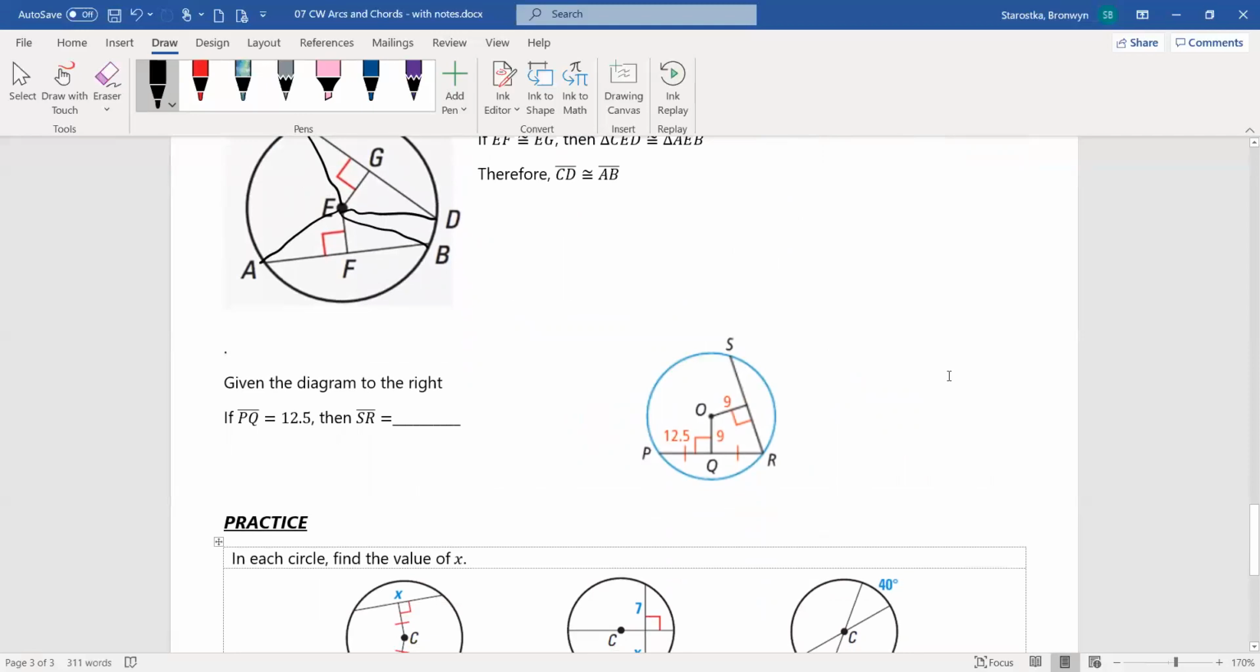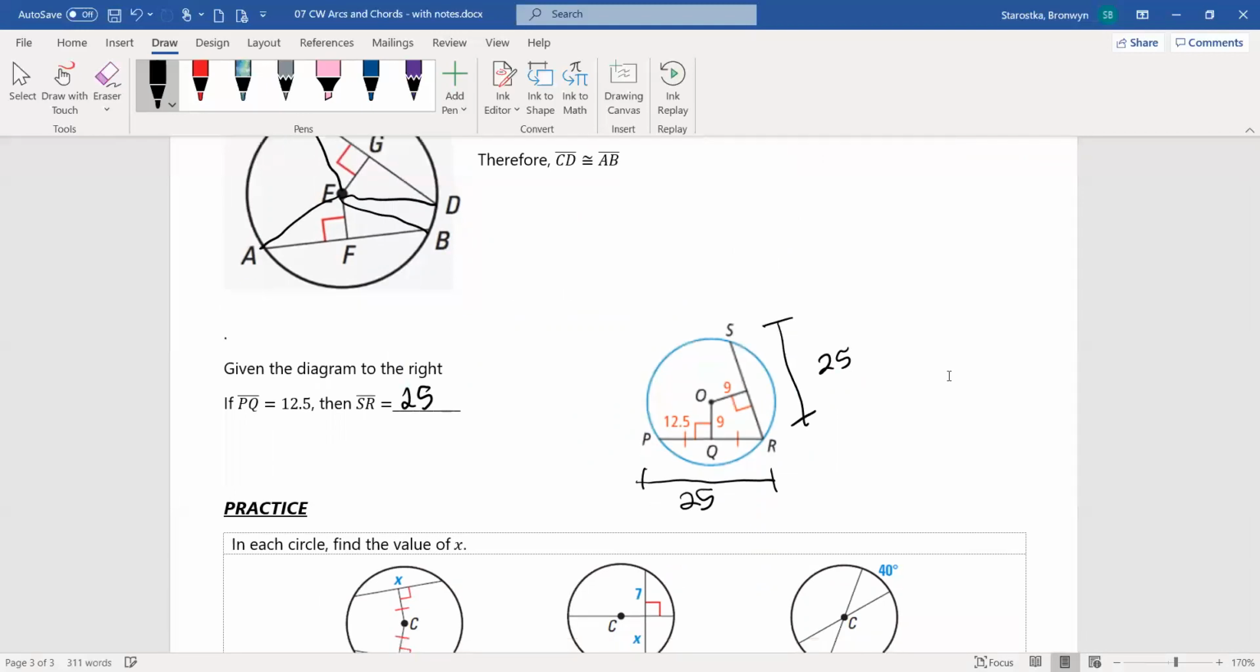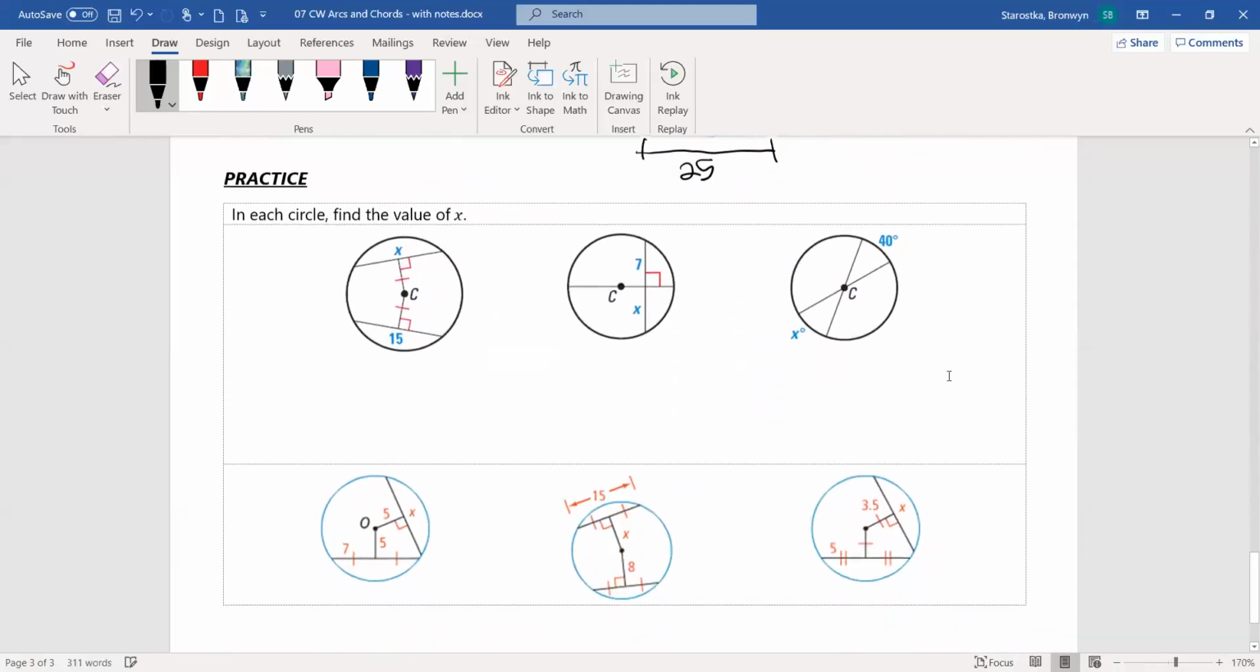So given the diagram to the right, if PQ is 12.5, then this whole length must be 25. Well, since the distance from the radius to the chord is the same, SR must also equal 25. We're going to practice. Let's look at these real quick. The distance from the radius to the chord is the same, which means the chords are the same. X equals 15.